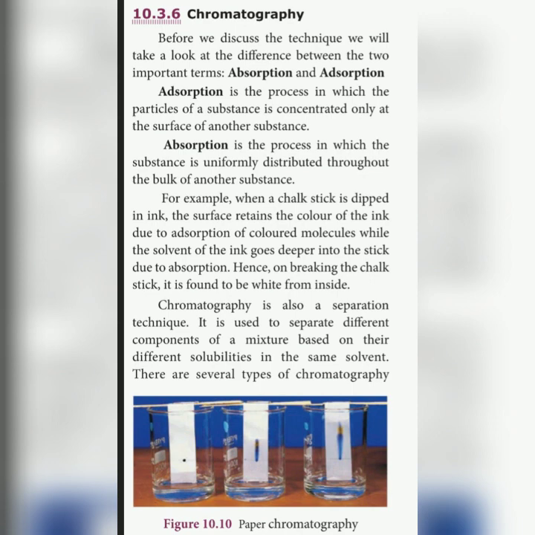Absorption means the root hairs absorb water as well as minerals from the soil, and these pass through the xylem and phloem to the other parts of the plant, such as the leaves. That process is called absorption. We have to know the difference between adsorption and absorption. First I will explain adsorption. It is a process in which the particles of a substance are concentrated only at the surface, and this is an important word, only at the surface of another substance.